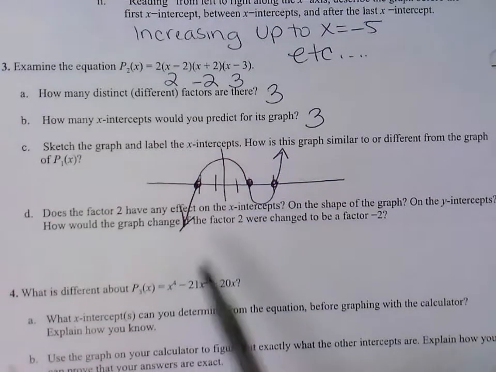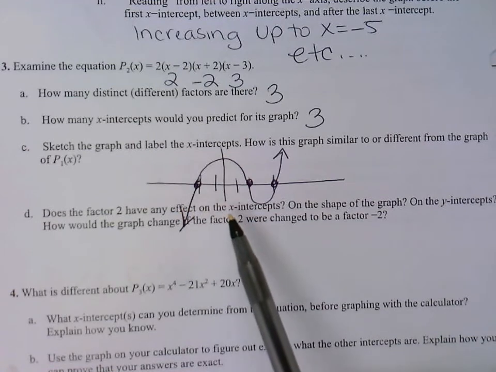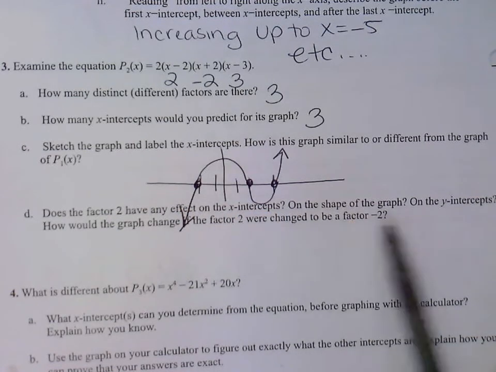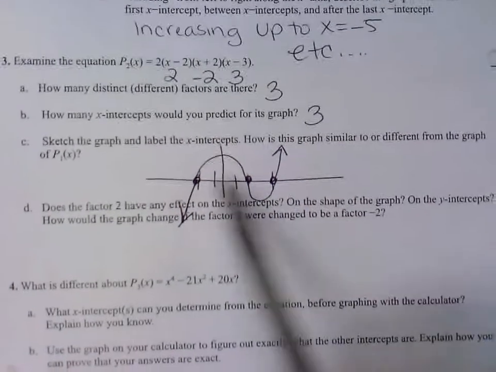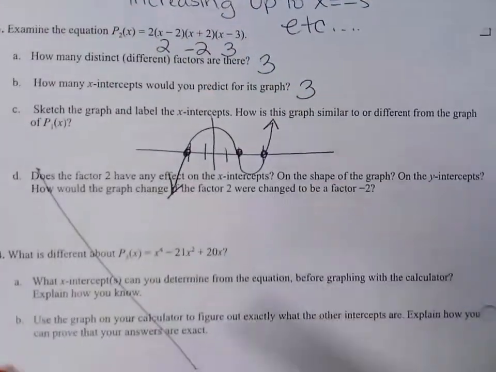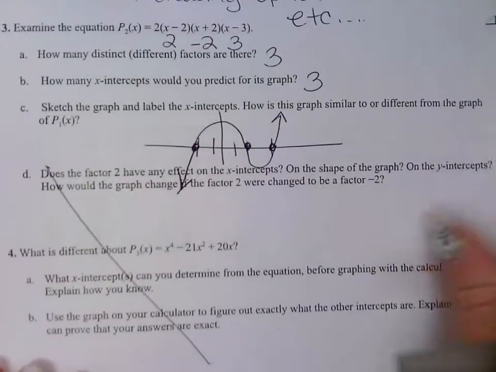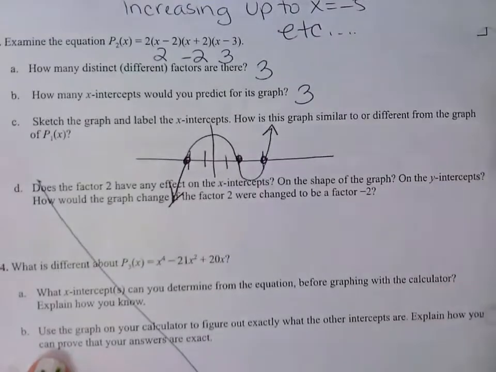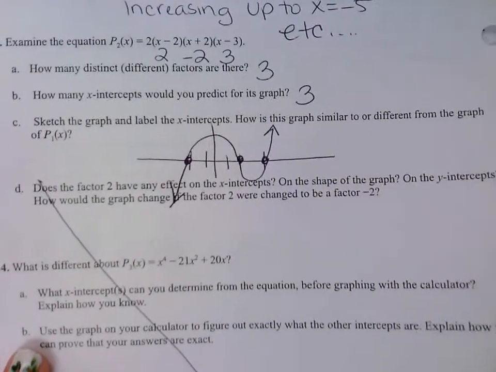And it says, does the factor 2 have any effect on the x-intercepts or on the shape of the graph? So I'm not going to answer the rest of this because I want to get to the next part. You kind of get the idea of we're using multiplicity to draw the graph, right?